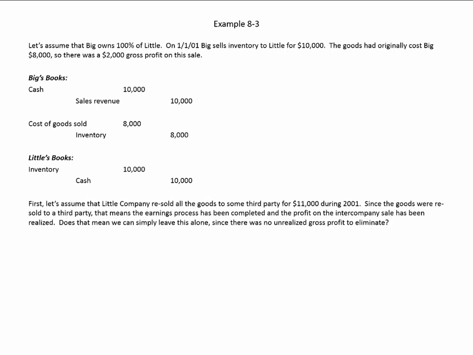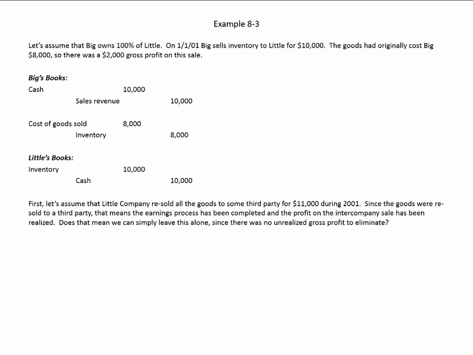Now, first, let's assume that Little Company resold all this merchandise to some third party in 2001, and let's say they sold it for $11,000. The price they sold it for is irrelevant to the elimination process, but it's nice to have a concrete number to talk about. Since the goods were resold to a third party, the earnings process has been completed, the profit on the intercompany sale has been realized, and that inflated merchandise is no longer in our accounting system.